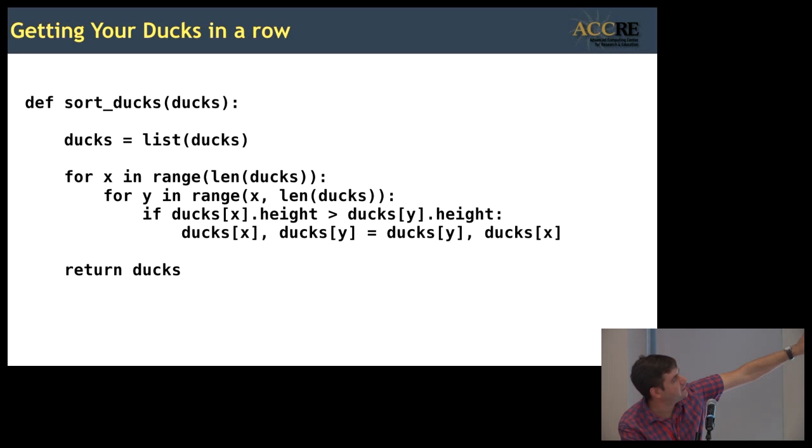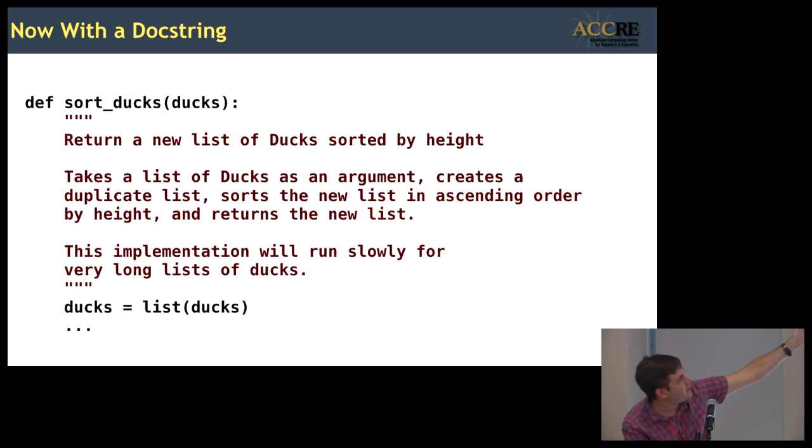So let's go back to getting our ducks in a row here. I will add a PEP 257, I hope, compliant docstring. So what does sort ducks do? It returns a new list of ducks sorted by height. So I have this first line as a brief summary, and then I'll say exactly what it does. It takes a list of ducks as an argument, creates a duplicate list, sorts the new list in ascending order by height, and returns the new list. And I can add a note here about this thing, which is arguably or arguably not an implementation detail. This is a slow algorithm, so I'll just make a note of that in the docstring, and I can do that.